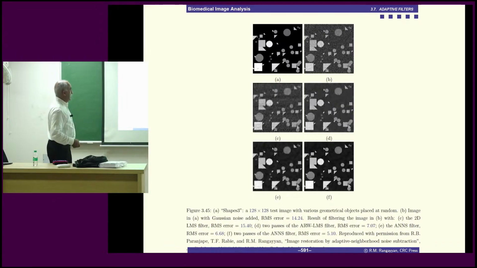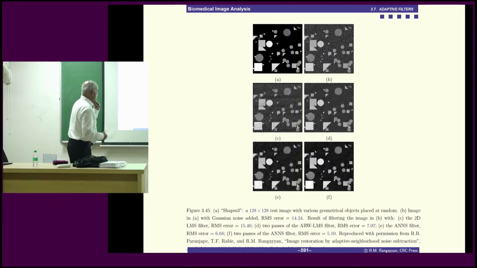So here is that shapes test image. It's a different one. We have multiple versions of this. This is Gaussian noise added. This is the 2D LMS filter. And this is the next filter that we will see. So look at just this one now. The other filters will come later.